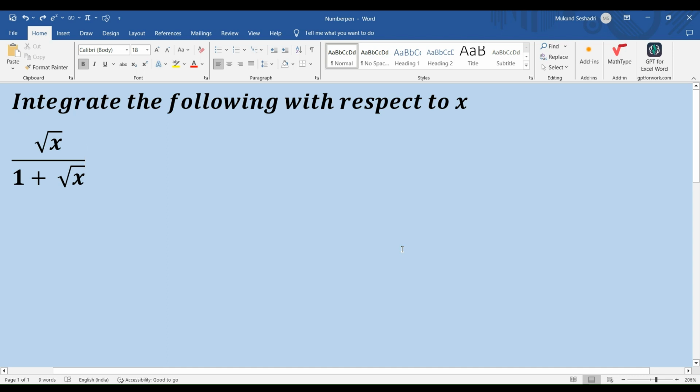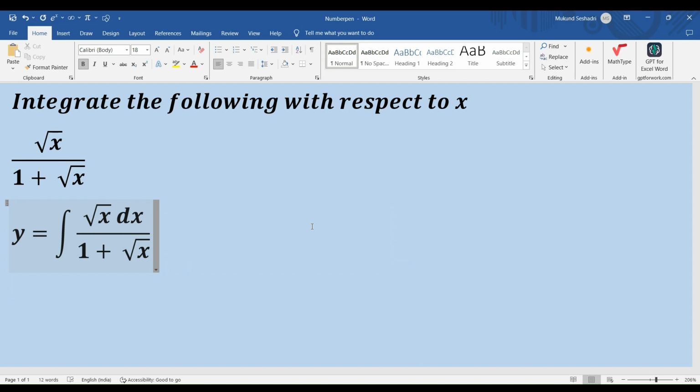So there we have the problem on the screen. Integrate the following with respect to x. We have root x divided by 1 plus root x, right? So what we've been given is dy by dx and we've been asked to find y. So my y is nothing but the antiderivative of the given expression and we can represent it using the integral symbol. So let's write down our y. That's our y, integral of root x dx divided by 1 plus root x.